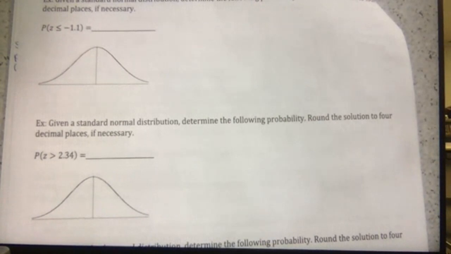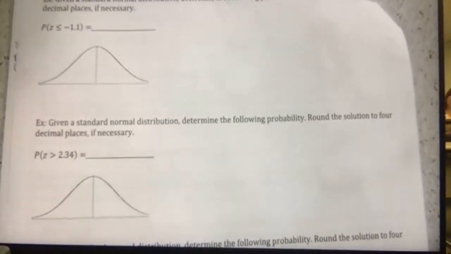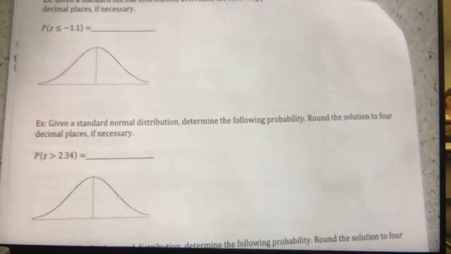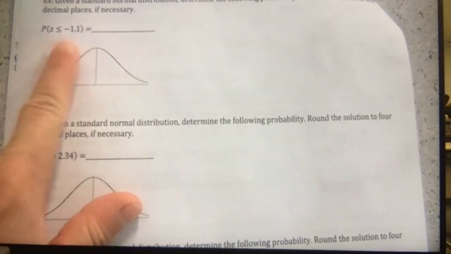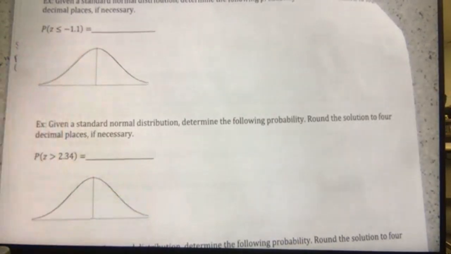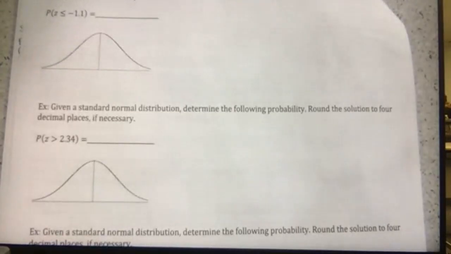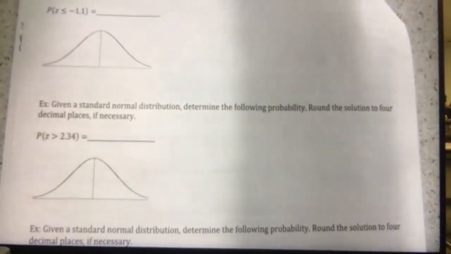All right, so picking up where we left off on page 4. Given a standard normal distribution, determine the following probability, round to 4 decimal places if needed. It's the same concept, they just worded it differently. It says the probability that z is less than or equal to negative 1.1. So we know that probability is our shaded area.